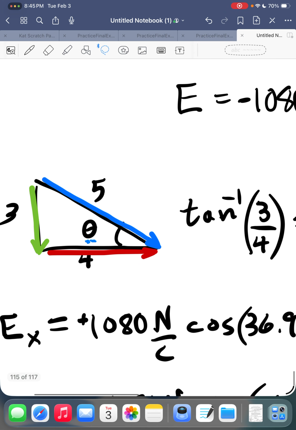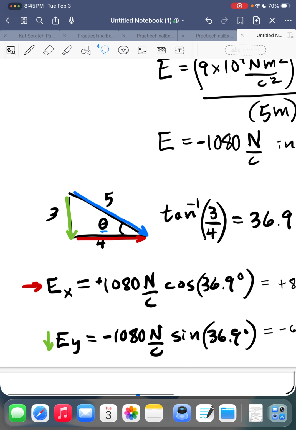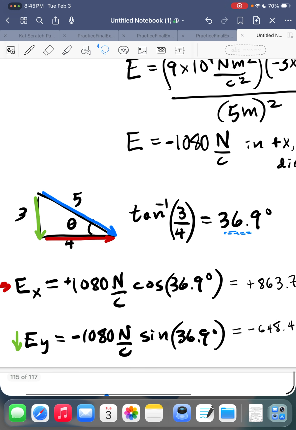So I can say the tangent of this angle, tangent is opposite over adjacent. It's 3 over 4. So if I take the arc tangent of 3 over 4, I'm going to get the angle. That's 36.9 degrees. So if you punch in 3 over 4 in your calculator, divide that, 0.75, and then press the arctangent key, this is going to pop out. So that tells us what the angle is.